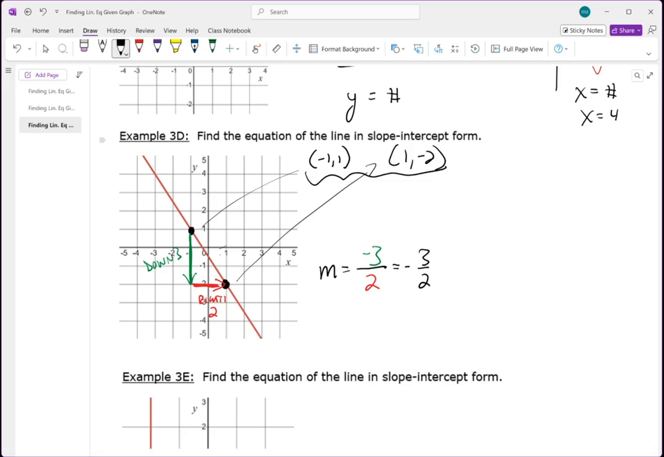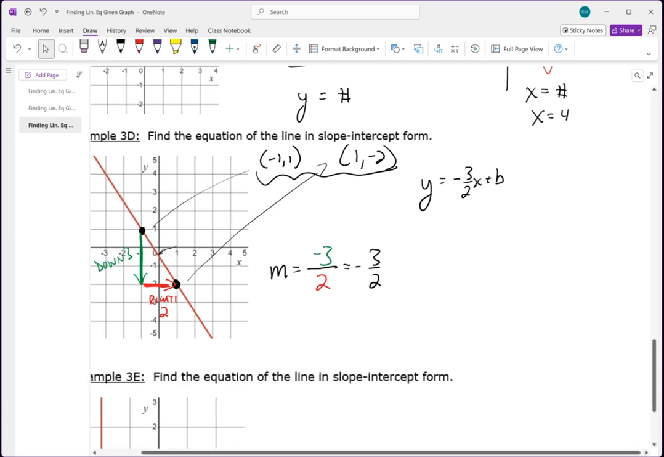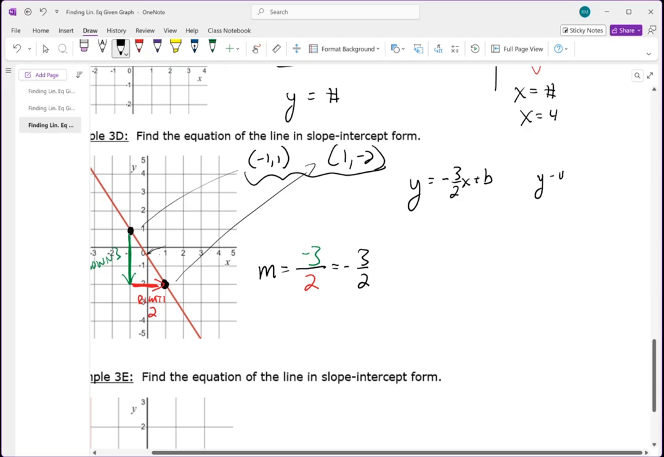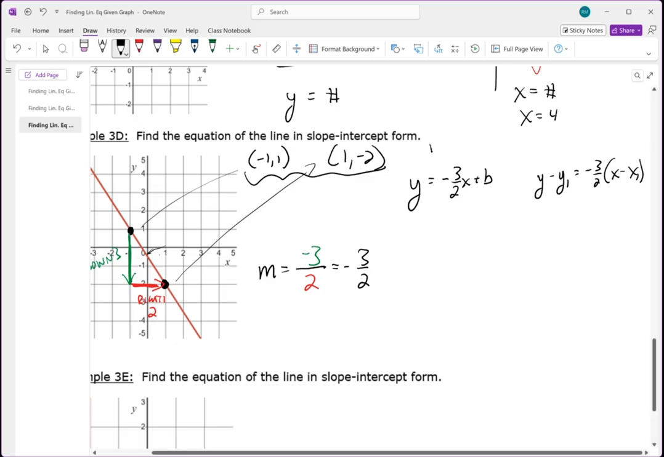Now again, I could approximate this, but if I wanted to check and make sure I was right, then at that point, I would need to either plug this into this formula or plug it into my y minus y1 equals -3/2 times x minus x1. So this is the slope-intercept form, and this is point slope.